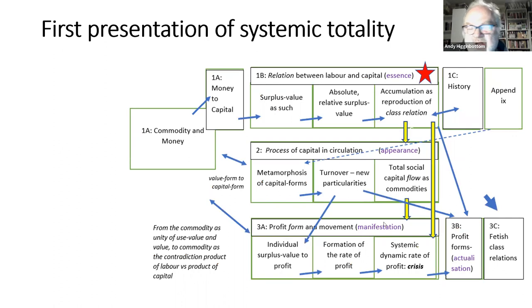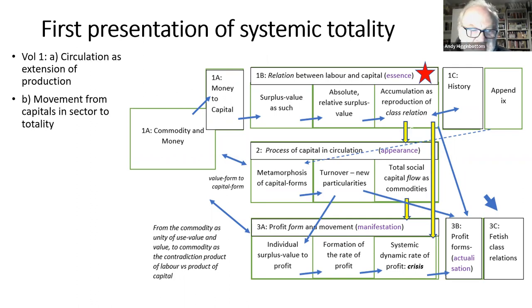Okay, now I just want to locate what Marx is doing here in the broader structure so you can get a sense of what's going on and why we need to study the overall structure. So here we are again. This is where we are in volume one. This is the accumulation as a reproduction of a class relation.